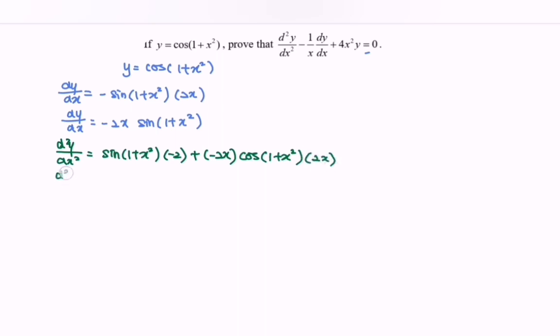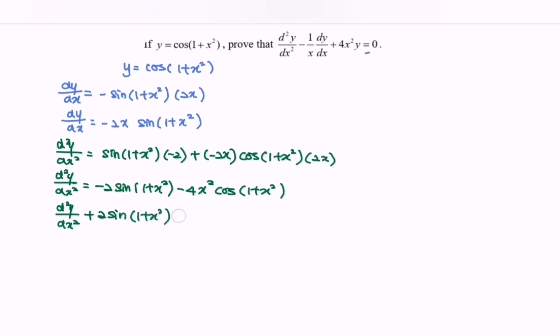Rewrite the situation. So we have the second derivative equals negative 2 sin(1 + x²), then minus 4x² cos(1 + x²). Rewrite the situation. So at first we have the second derivative, and then the situation plus the 2 sin(1 + x²), plus 4x² cos(1 + x²), which equals 0.